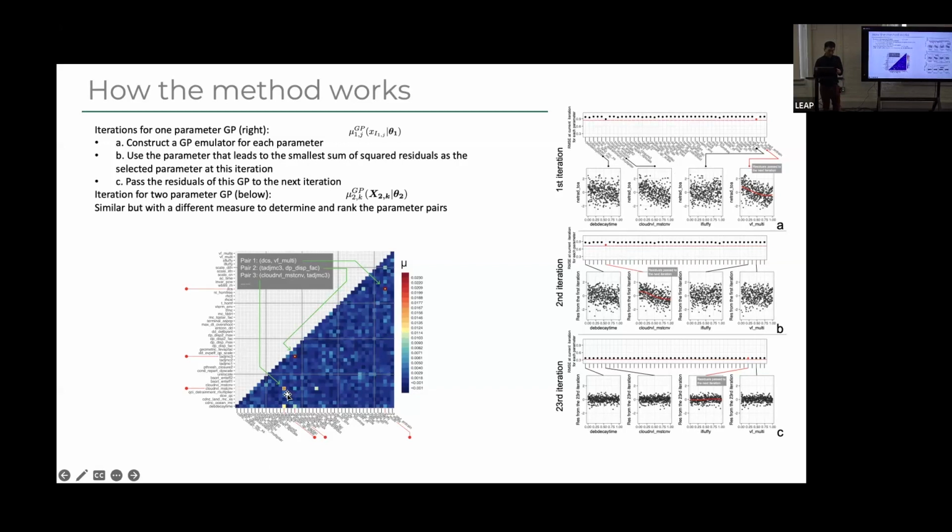So the x and y axis are both the parameters. The triangular grids here show all the possible pairs, and some of them will... Sorry, can you say more about what the parameters are? Oh, the parameters are just from atmospheric models. Is that okay? Yeah, okay. So some of them you can see the red really stands out.